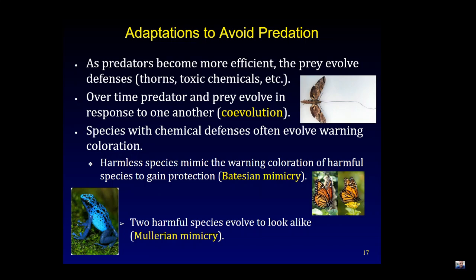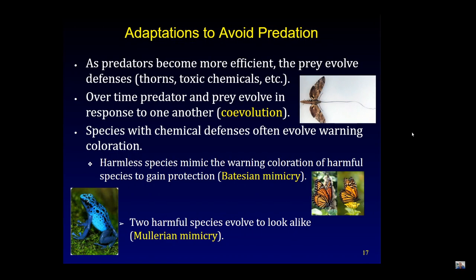Harmless species mimic the warning coloration of harmful species to gain protection. It's called Batesian mimicry, where certain species get the same colors as a very poisonous one just to mimic it, and that's called Batesian mimicry. Two harmful species evolving to look alike is called Mullerian mimicry. That once again goes to the brightness, right? Many poisonous animals tend to be very bright because it's a warning system to others. So other animals know, okay, if it's bright and I can see it really easy, it's too good to be true, it's probably poisonous.